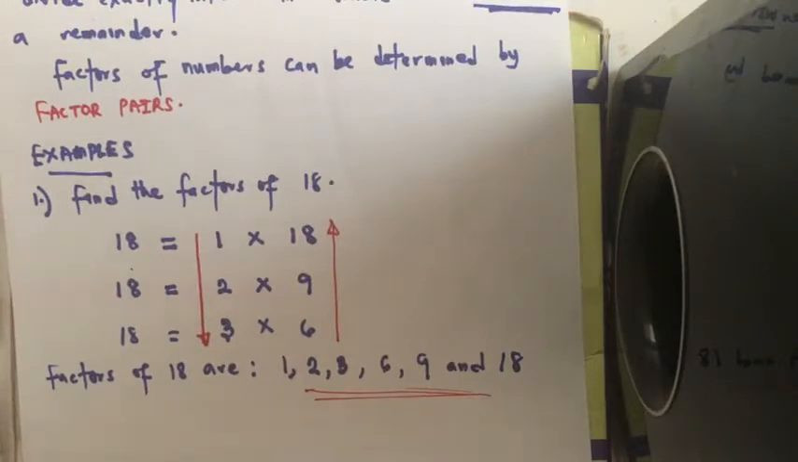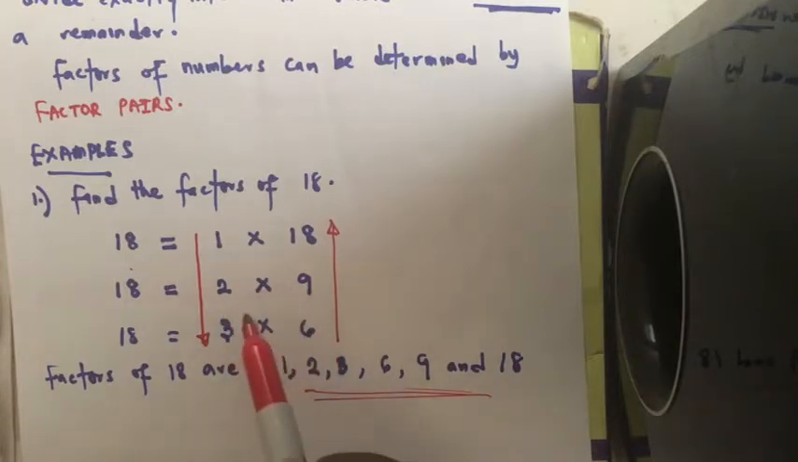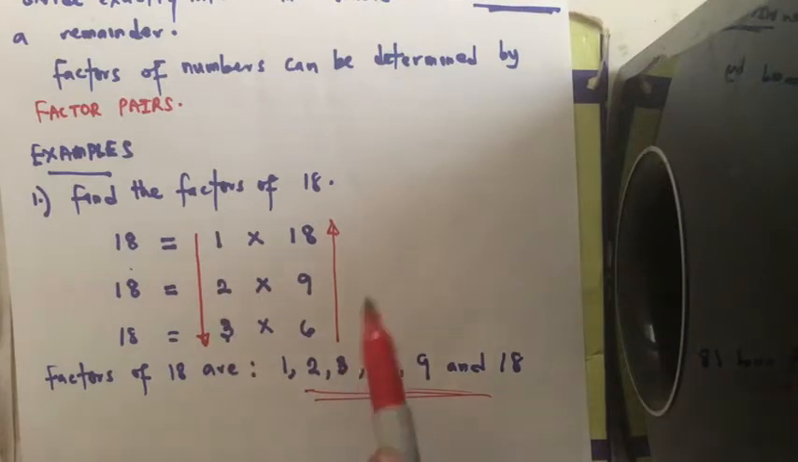Remember we have to use factor pairs to determine those factors. 1 times 18 is 18, 2 times 9 is 18, 3 times 6 is 18. We didn't include 6 times 3 because we already have 3 times 6. Likewise, we didn't add 9 times 2 since we have 2 times 9. So the answers will be 1, 2, 3, 6, 9 and 18. That will be the solution to the first example.